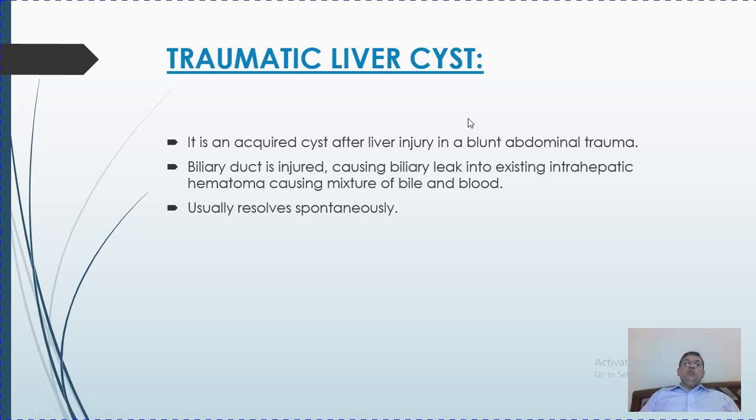Then there can be traumatic liver cyst. Now you would be wondering, why would trauma cause liver cyst? It is an acquired cyst, usually after a blunt abdominal trauma. Blunt abdominal trauma results in injury to the biliary ducts, biliary channels. It causes a leak into the existing intrahepatic hematoma and causes a mixture of bile and blood, and it usually resolves spontaneously. Now that depends upon the size of the bile duct which is injured.